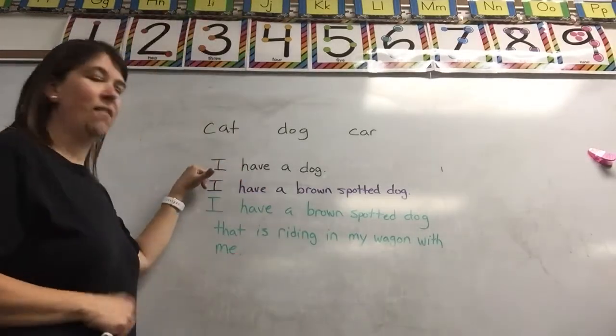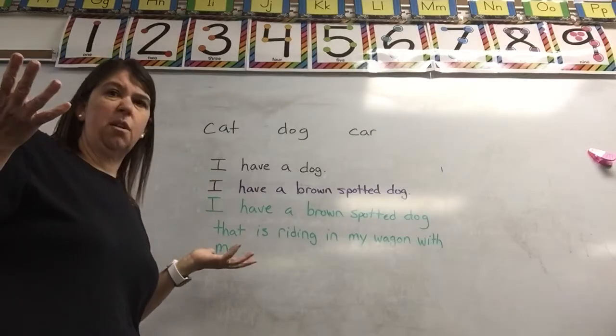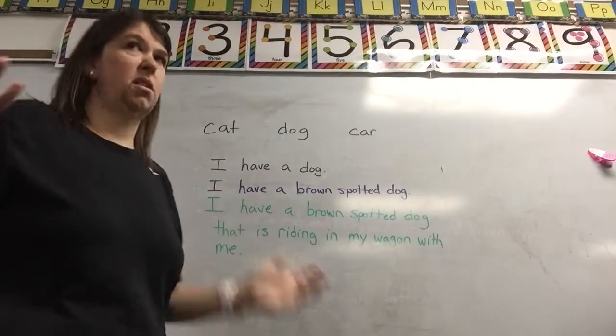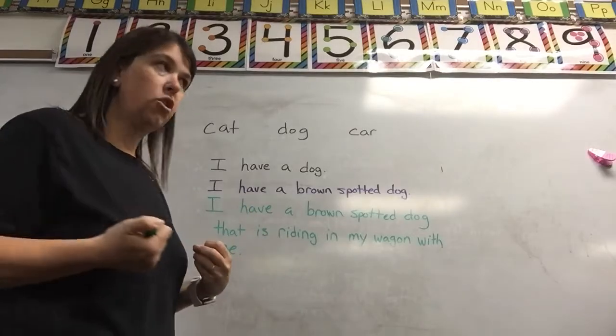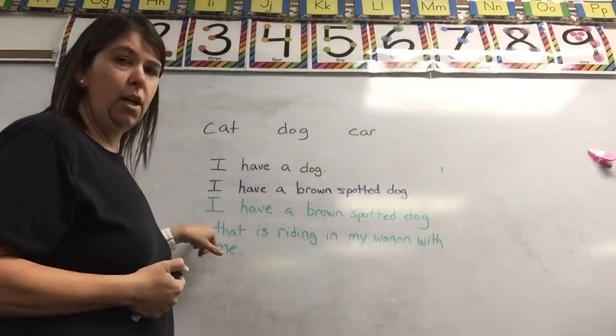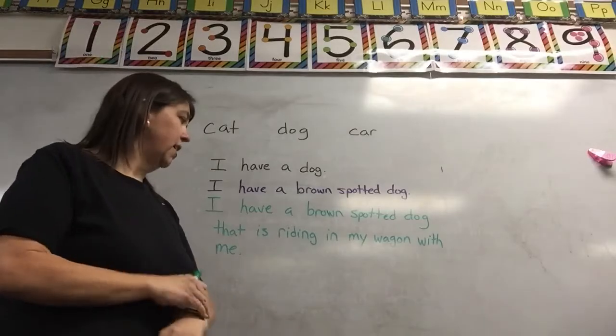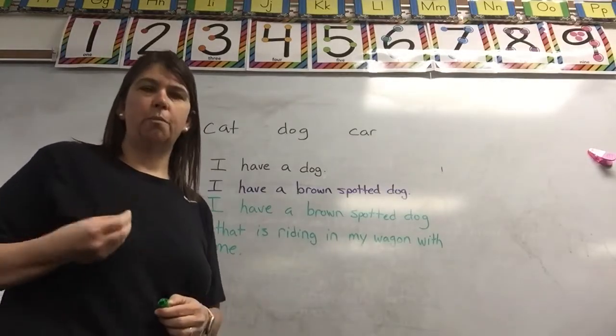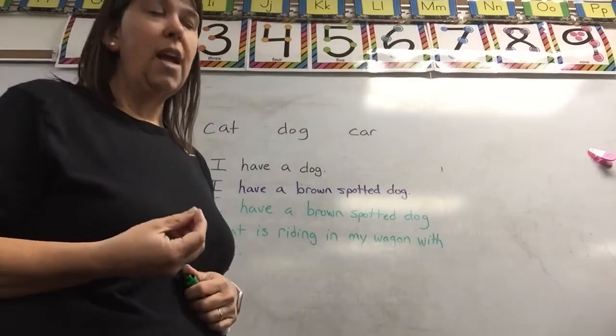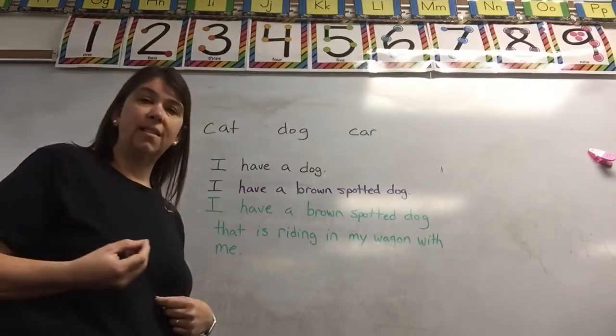When I just say, I have a dog, any picture can be in your head. It could be your grandma's dog. It could be your neighbor's dog. You don't have a good mental picture on it. But on this one, if I say, I have a brown spotted dog that is riding in the wagon with me, now that picture inside your mind is much more clear. And that's what we want when we do our sentences.